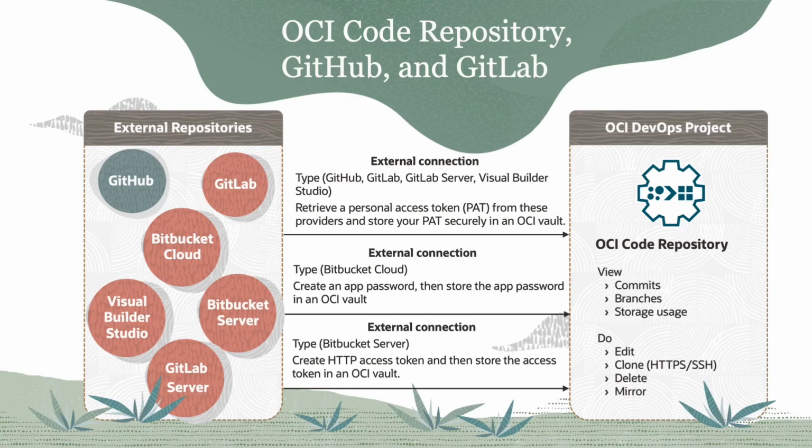After you define an external connection, changes to your existing Git repo are automatically replicated in the OCI code repository. Code repositories are mirrored every 15 minutes by default, but this can be customized. Mirroring your external code in the OCI code repository speeds up the build process, as the code is retrieved from an internal location rather than from a server which is farther away.